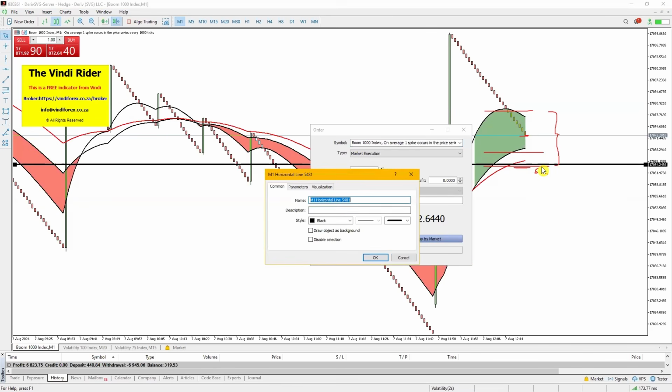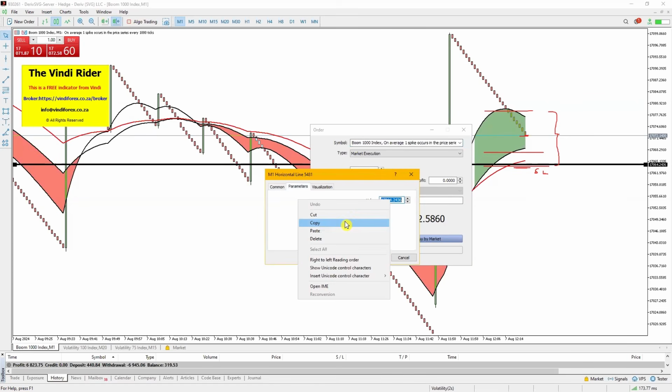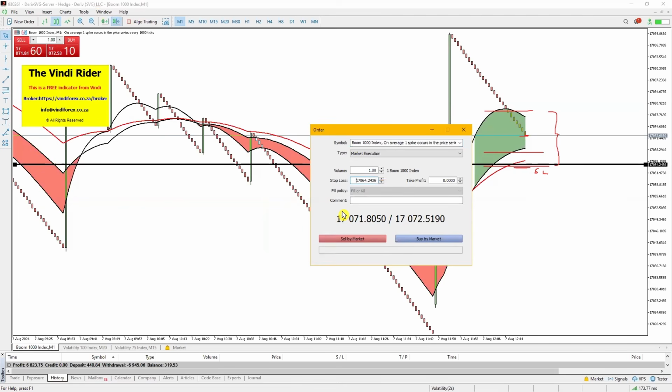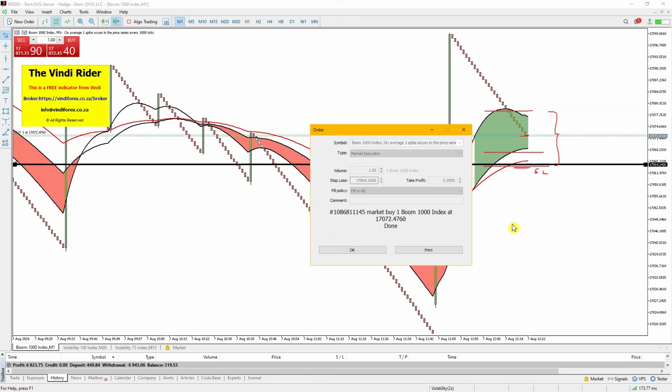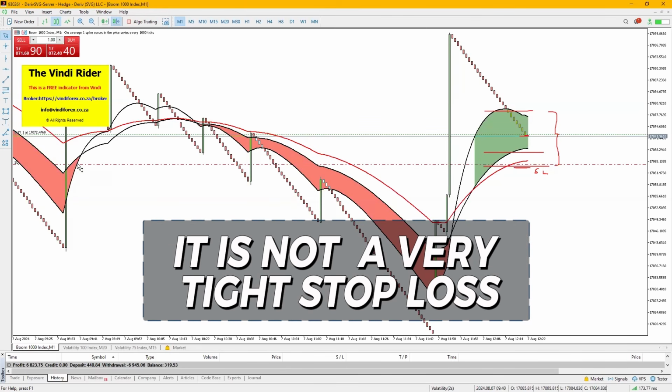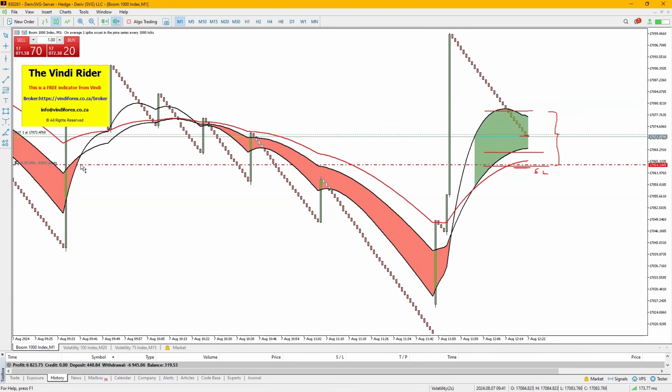Okay, so let me see, get the parameters there. That's where my stop loss is gonna be. Put it there, and then a buy. Okay, there we go. So that stop, it's quite substantial, as you can see. Okay, it's not even huge.